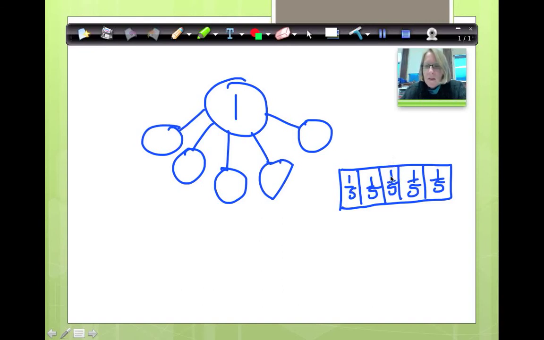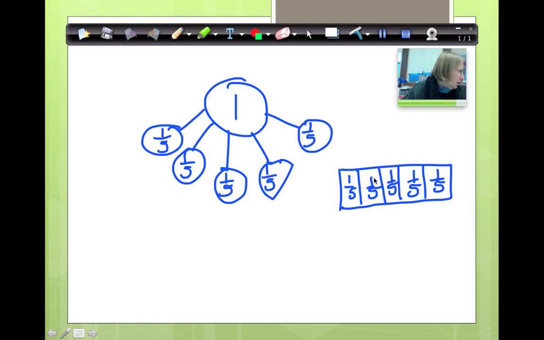Okay, so if that's the case, then what goes in each of my bubbles? 1/5, right? All right, so here we go. Good. So 1/5 plus 1/5 plus 1/5 plus 1/5 plus 1/5 equals 1 whole. Is that true? Yeah, here's my proof. Here's my proof that it's true.